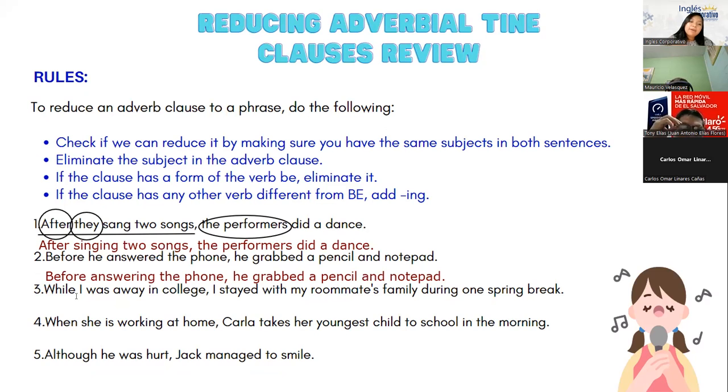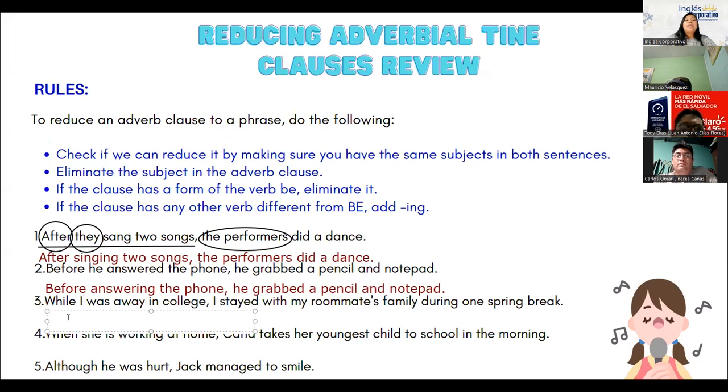First of all, let's identify that we have two subjects and that they are the same. Yes, I and I. So we can reduce it. Podemos reducirla. Which is the adverb of time? While. Very good. Do we have verb to be? Yes. Bien. Entonces la regla dice que voy a eliminar the subject y qué más. And the verb to be.